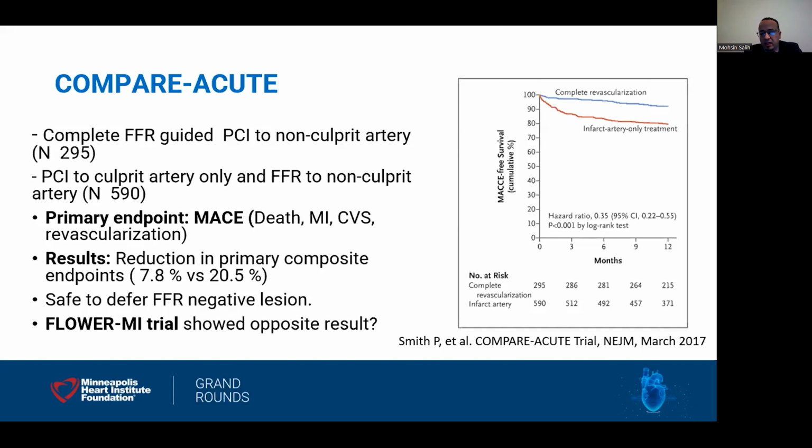I will not talk about in detail, in the interest of time, a study showing the opposite, where it is showing that it is not superior to angiographic-guided PCI.